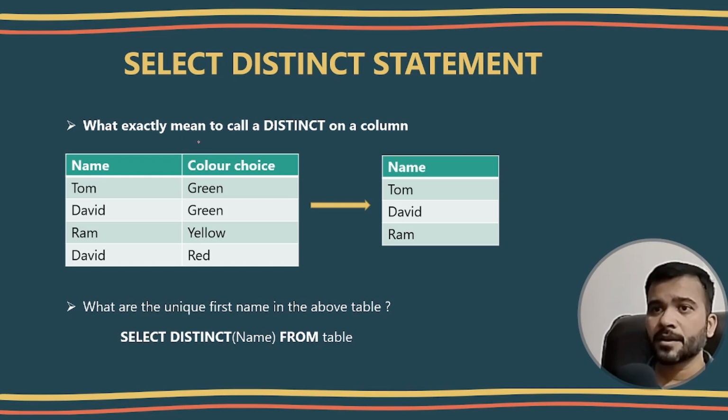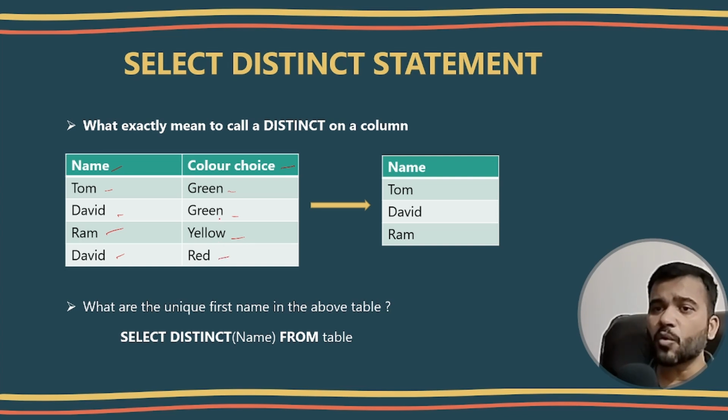Okay. What exactly does distinct on a column mean? Let's understand that. Let's say we do have a table in which there are two columns. First column is name and the other column is color choice. In name, basically we do have different names, which are Tom, David, Ram and David. David is there 2 times. In the first row, Tom has a color choice of green, David has green, Ram has yellow, and again David has red.